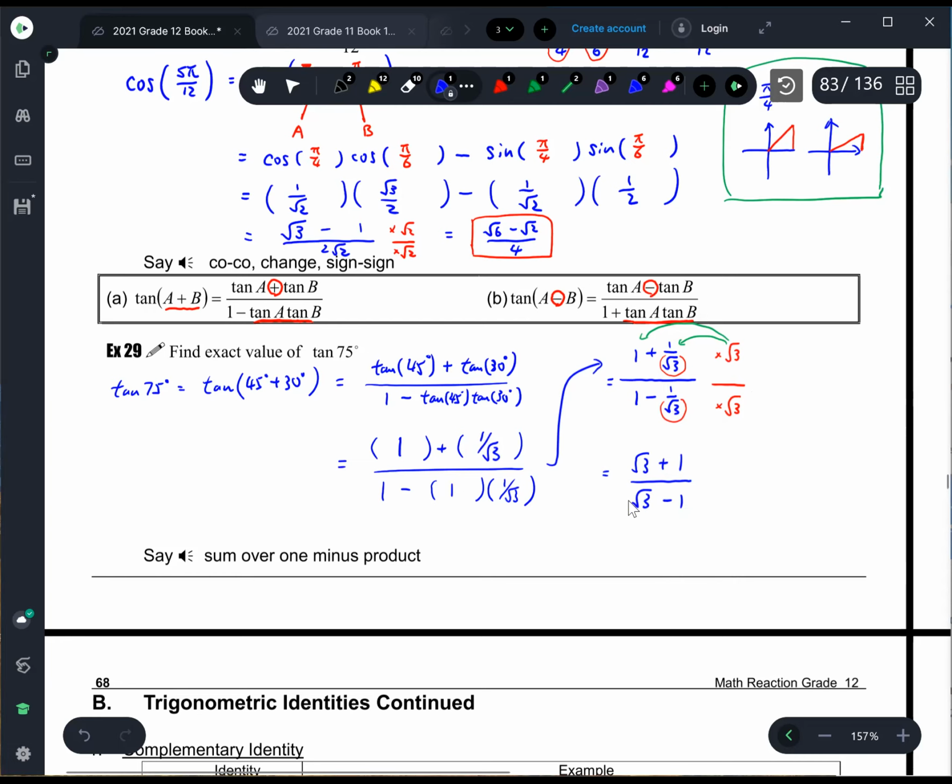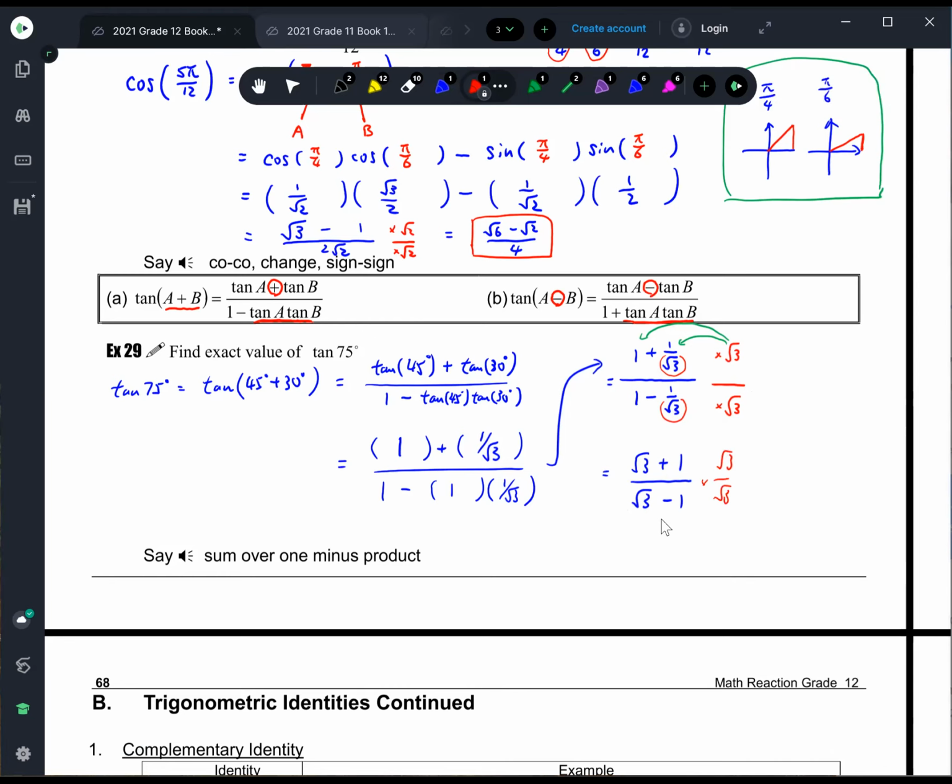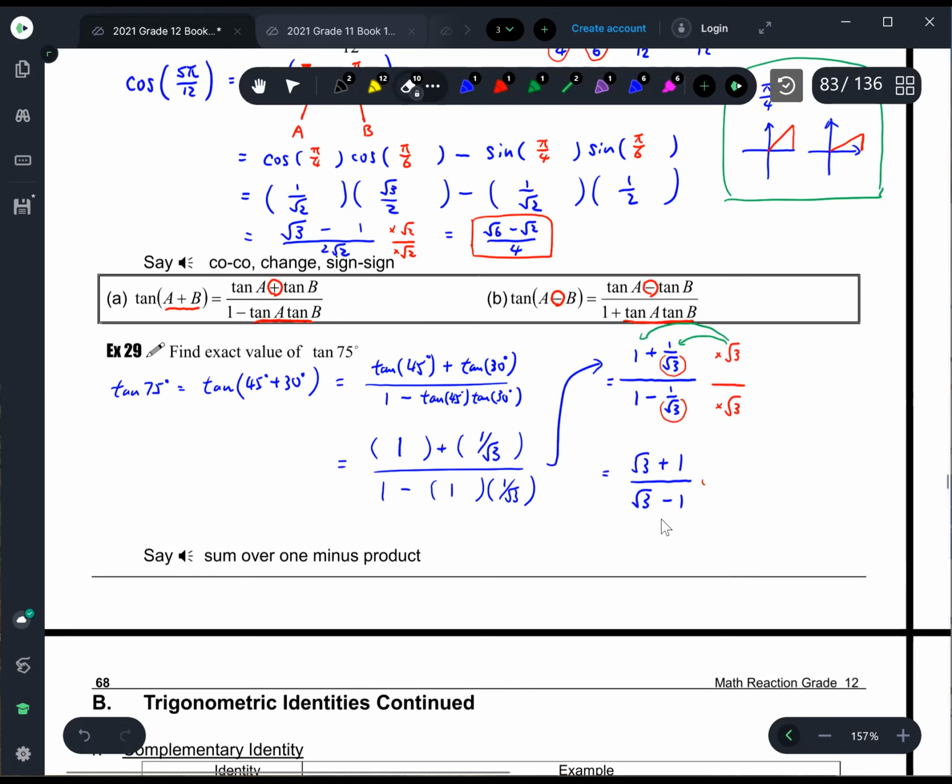Okay, so once you get here, this is still not rationalized yet. We have two terms, right? If I multiply by root 3, then the denominator will still have a square root, because there's a 1 there. So if you want to rationalize something that has two terms, this is using something you learned from grade 11. You need to multiply by the conjugate.